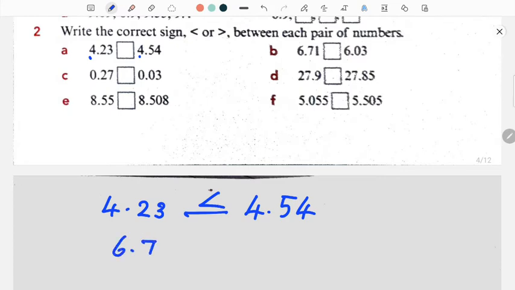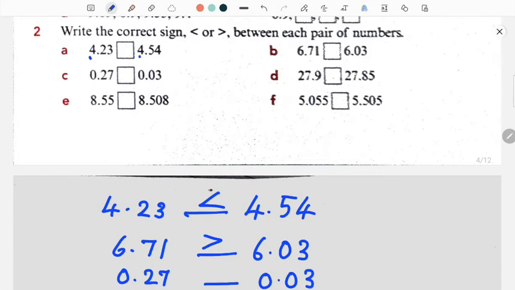Then 6.71, 6.03. Here the whole number part 6, 6, same digit. Then the digit in the tenths place, 7 and here 0. 7 is greater than 0. So 6.71 is greater than 6.03.